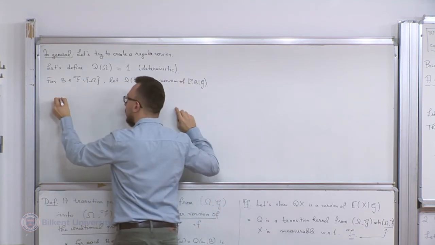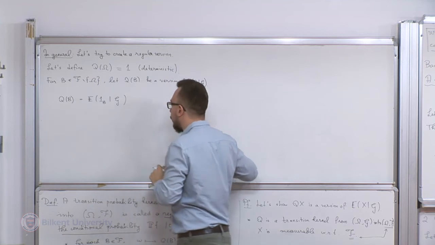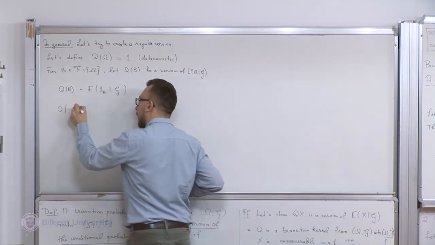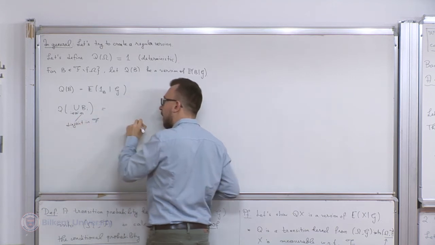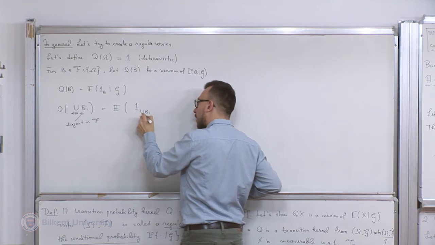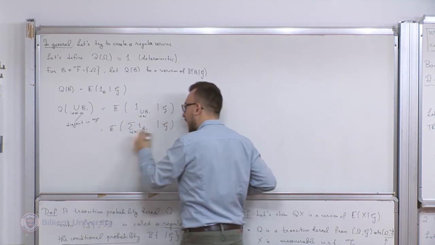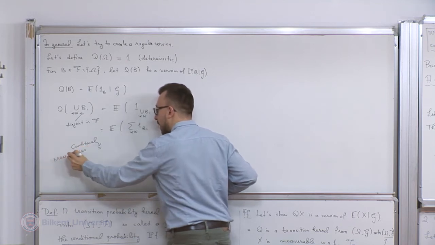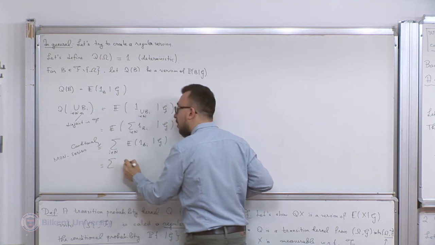Okay. So since Q of B is a version of the conditional expectation of indicator B given G, if we have disjoint sets in F, we can write it as the conditional expectation of the indicator of the union given G, which is the sum of the indicators of Bi's, and by the conditional version of the series form of the monotone convergence theorem, this is equal to the sum of conditional expectations, and this is my Q of Bi.